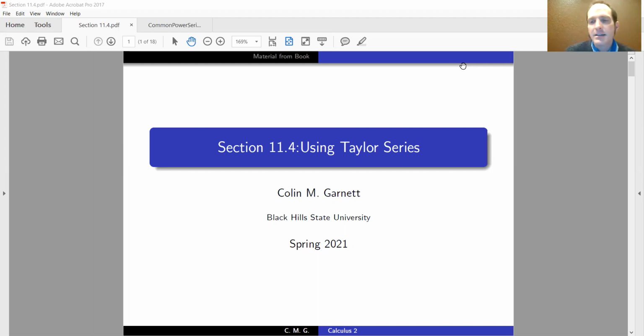And for that, there's a file in my math lab with common power series. It's actually from the book, straight from the book. It's just a table of functions with their power series and where they converge, and a very nice, concise place to find these Taylor series.